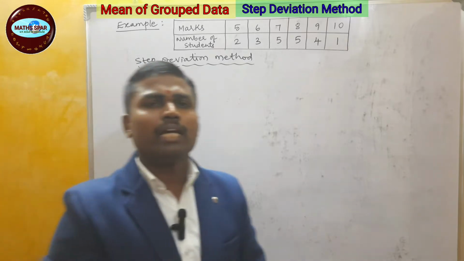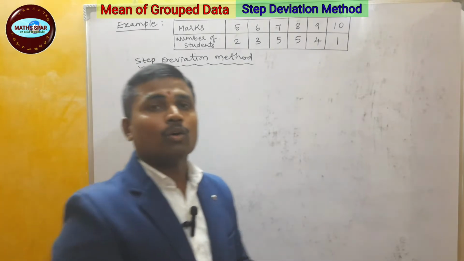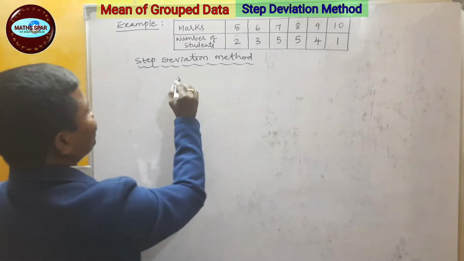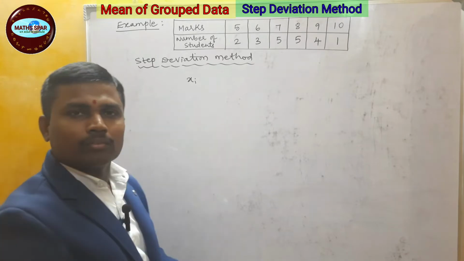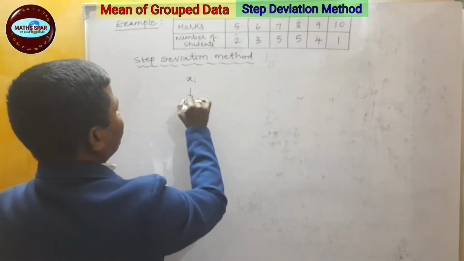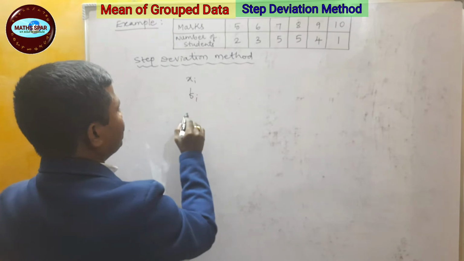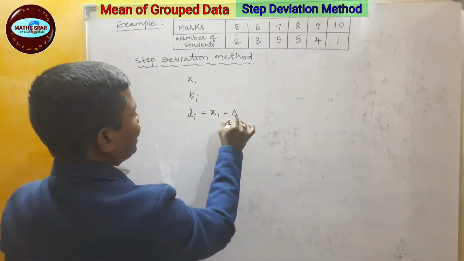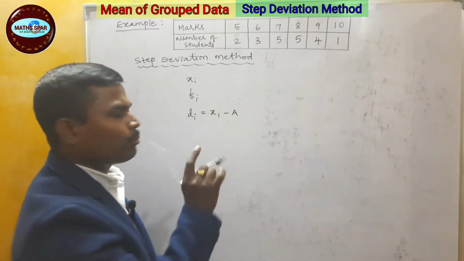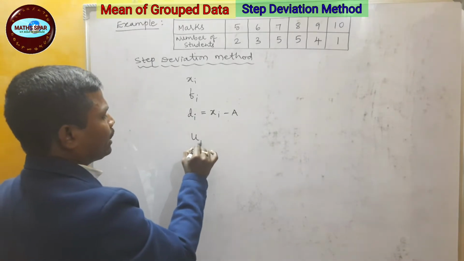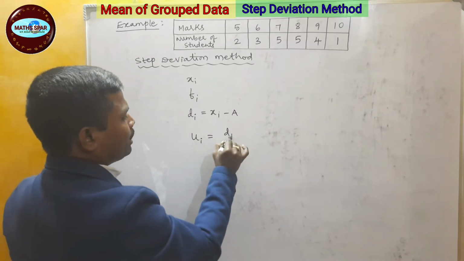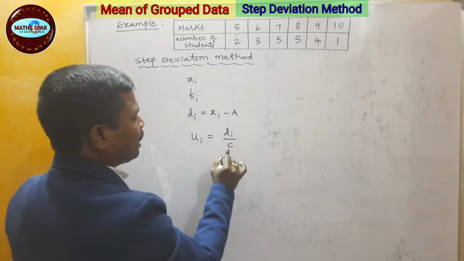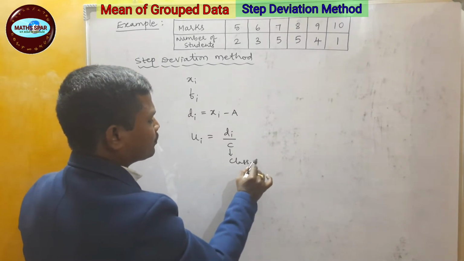For finding the mean using the step deviation method, what are the essential things required? First xi, the variate, then fi, the frequency, then deviation, that is di equals xi minus a, where a is the assumed mean, and next we write ui. ui is nothing but di by c. What is this c? c is the class size.